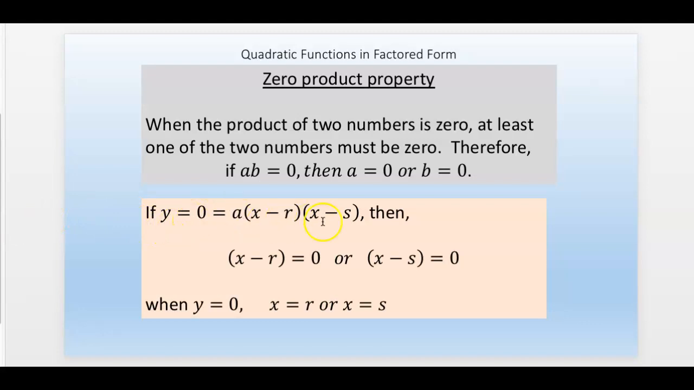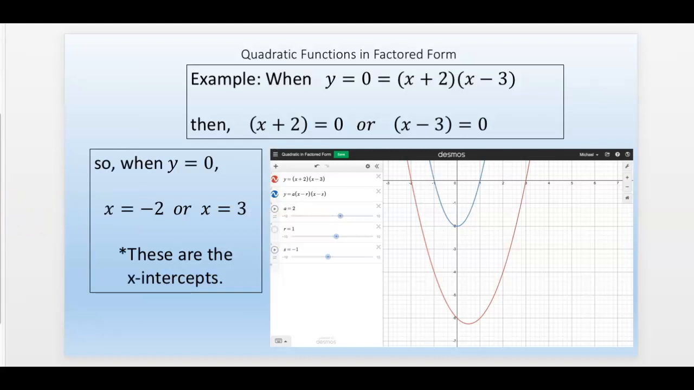So once you get it in factored form, if you set it equal to 0 to find out where y is 0, one or either of those two factors has to be equal to 0. Okay? So at the x-axis, x equals r or x equals s. And that's basically what this is saying right here. And you can take a look at that, you guys.